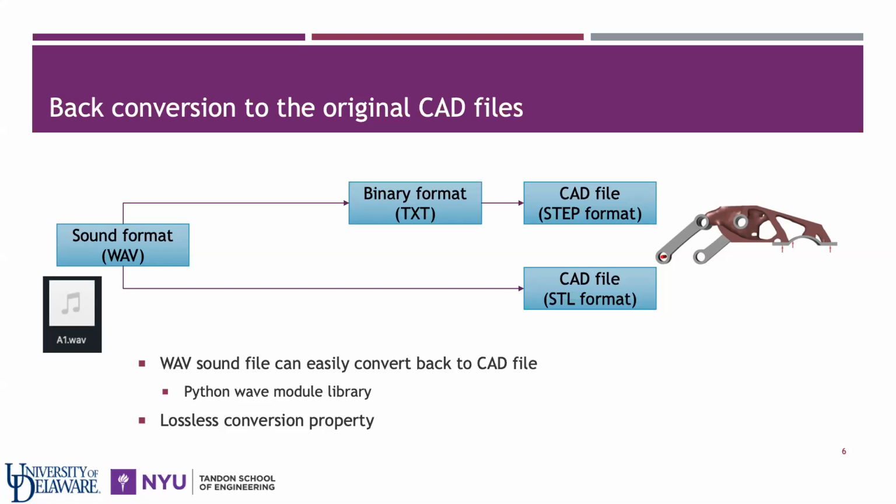First, we use the wave module library to read the audio file and generate a new text file with binary data. Then the binary text file is converted directly to a STEP file, the CAD design. We also tested this by converting the sound file back to the CAD file, and the CAD files can still be opened in 3D CAD software like SolidWorks, and the geometry stays the same.